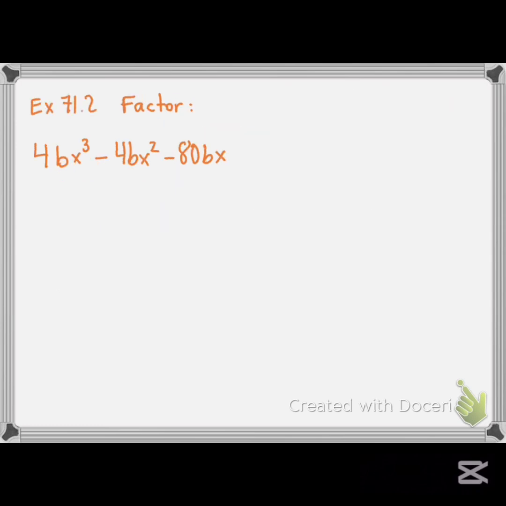In this next example, I would recommend you stop the video and try to do it by yourself. Start by factoring the common factor. Okay, so what we have to do is find the common factor, which in this case is 4bx. That is the common factor for all three terms. When I divide, I get x squared minus x minus 20.